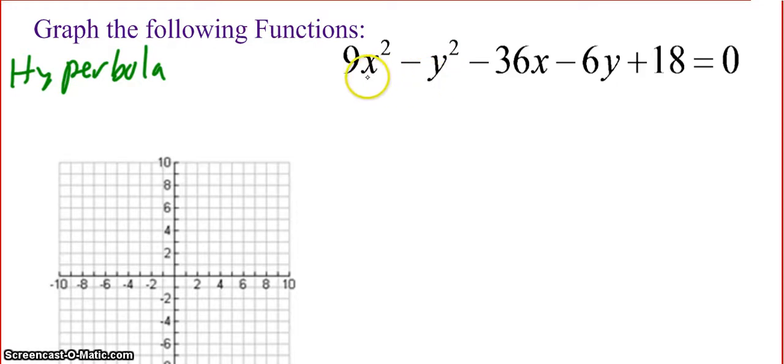We know that the x squared term is positive and the y squared term is negative. So we know that this is going to be a horizontal major axis hyperbola. Pause the video, try to do that on your own, unpause when you're ready to check.